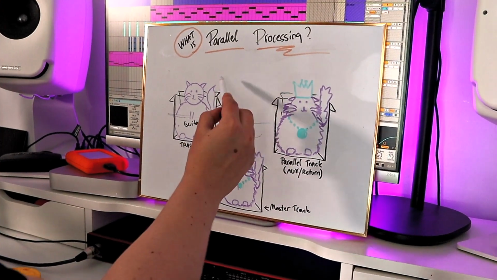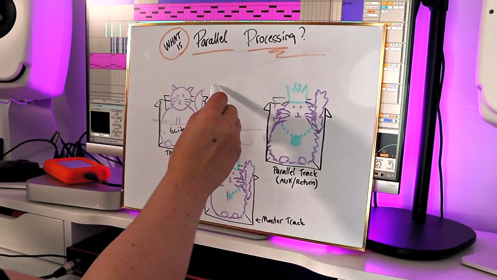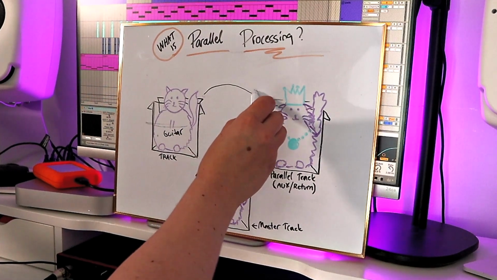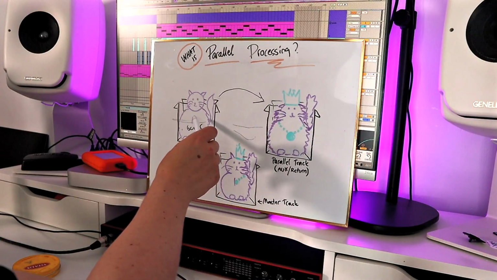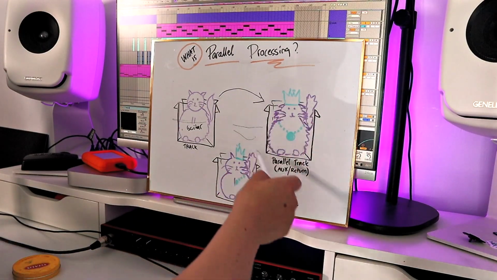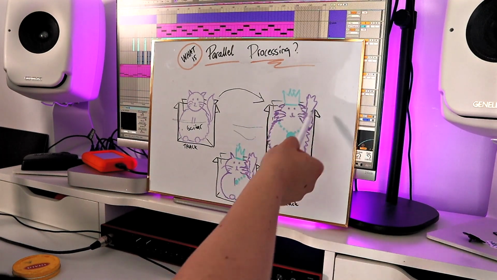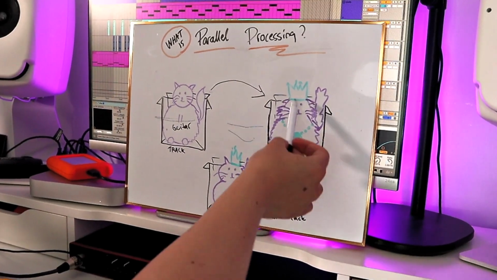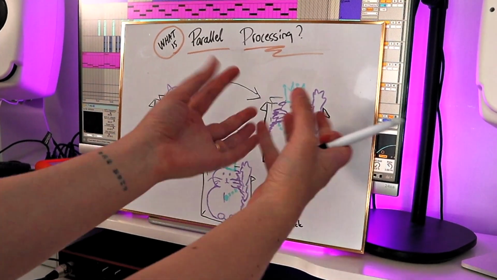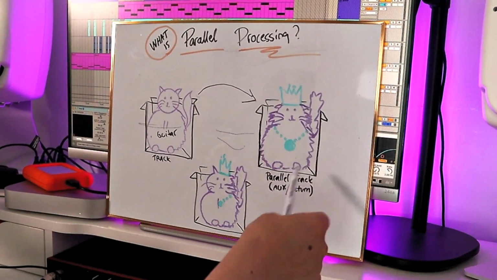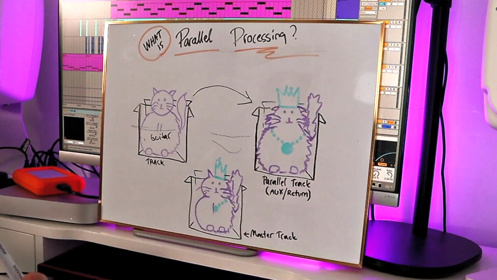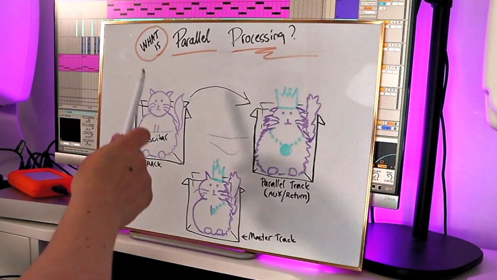Well, we will send a copy of this signal to another box. A clone of this cat will go whoop, and in this other box we will add the effects, so reverb, delay and distortion. So reverb and delay are these crown and jewels because it makes it look fancy, and distortion, you see that it became a little bit fluffier and furrier than the original signal.